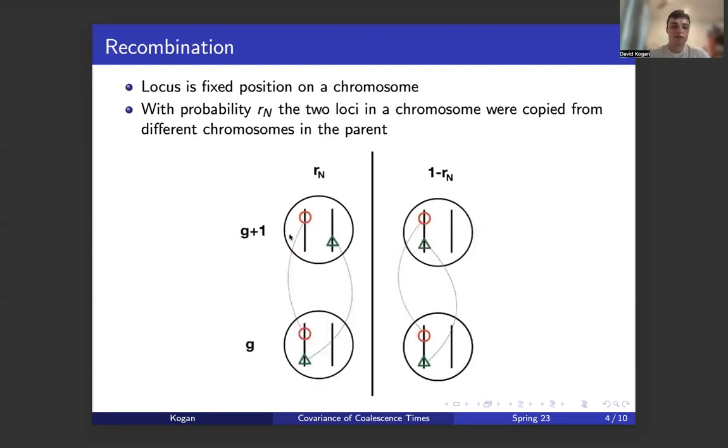The second factor we considered was recombination, and what we define here is the notion of a locus. A locus is just a fixed position on a chromosome. Here we denote it by a circle or a triangle. And it's possible that under a recombination event, the circle was copied from one chromosome while the triangle was copied from another chromosome. So we say with probability Rn, a recombination event occurred and the two loci were copied from different chromosomes in the parent. With probability 1 minus Rn, no recombination event occurs.